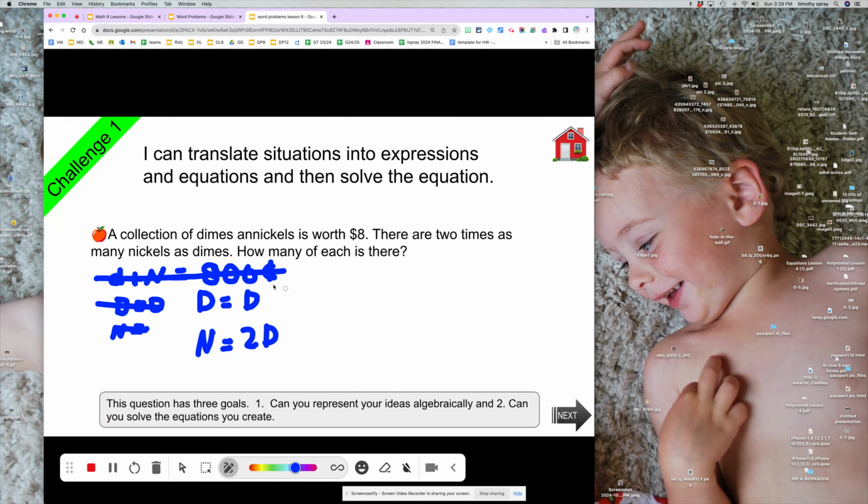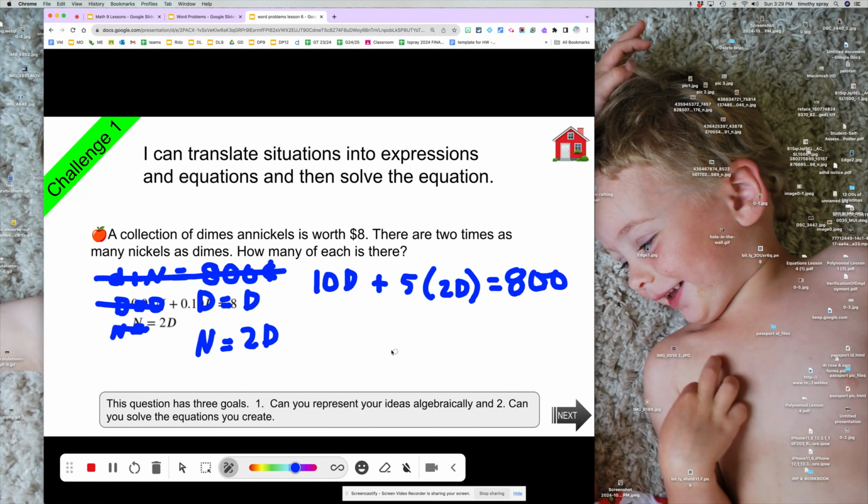Okay. I know that dimes are worth 10 cents. So if I go 10 times dimes, because that's 10 cents, plus 5 times the number of nickels that I have, that equals 800 cents. Okay, so this isn't a new problem. This is kind of like the last day's lesson. So anyhow, this would be 10D plus 10D, collect like terms and solve.